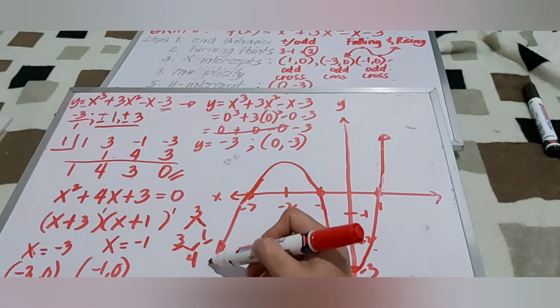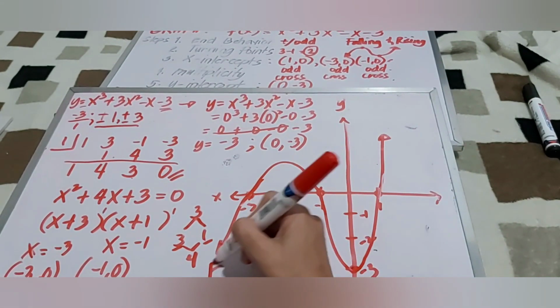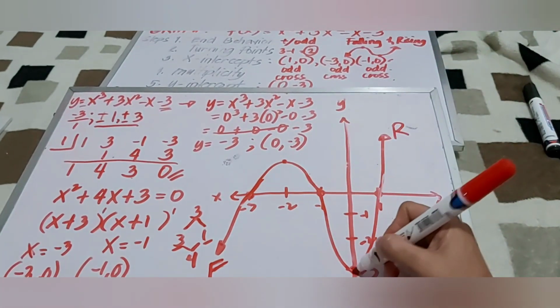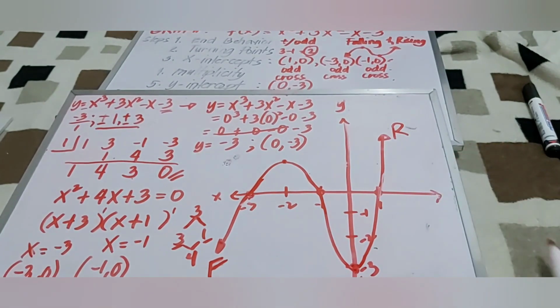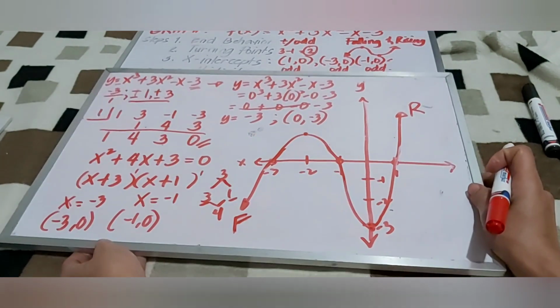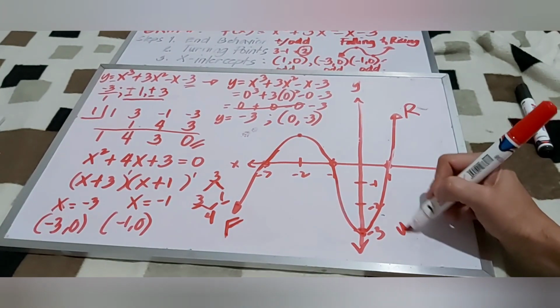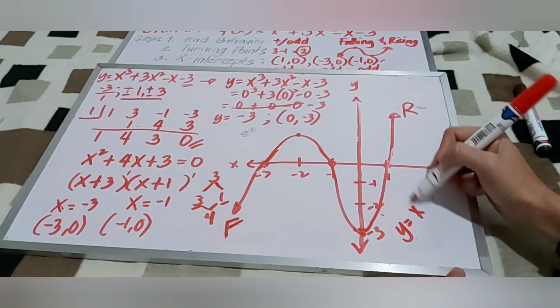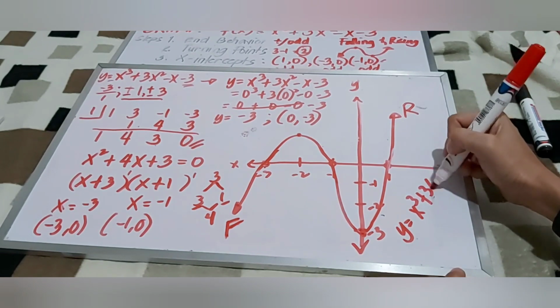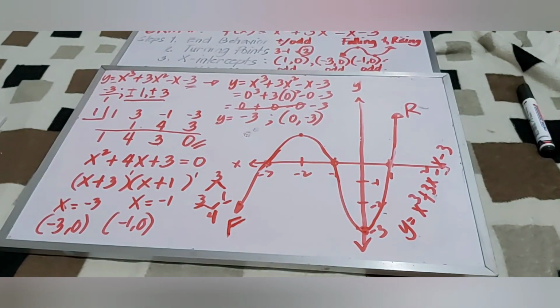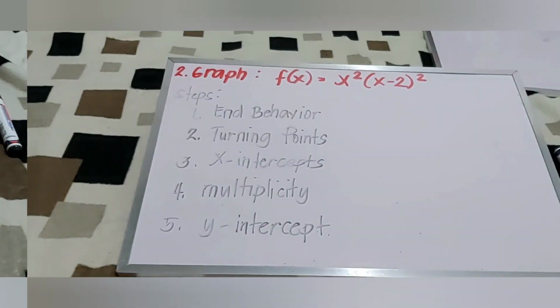We have falling, rising. We have two turning points, and these are our x-intercepts. So, that's how we graph this function, f of x equals x cubed plus 3x squared minus x minus 3. Ito ang graph niya. Okay, thank you and mabuhay.